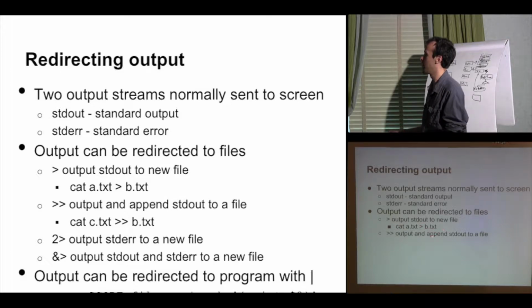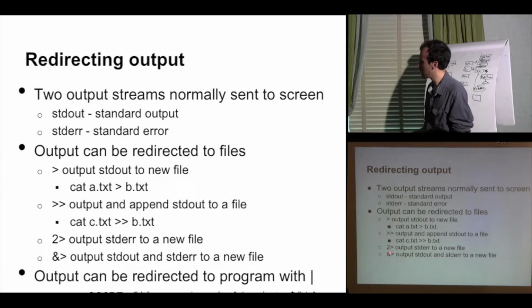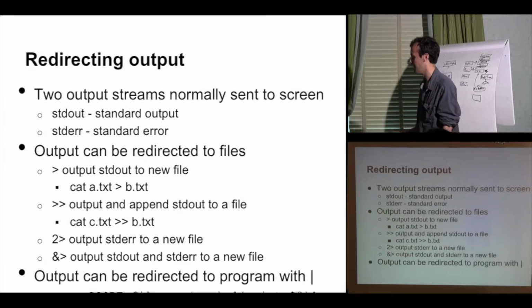But what if we already have the file and we want to append to it? Well, we'd use two of these greater than symbols. That's fairly straightforward. This is just standard output. If we want to redirect standard error, we use a 2 and then a greater than symbol. And if you use an ampersand and then a greater than symbol, you send both standard output and standard error to a file.